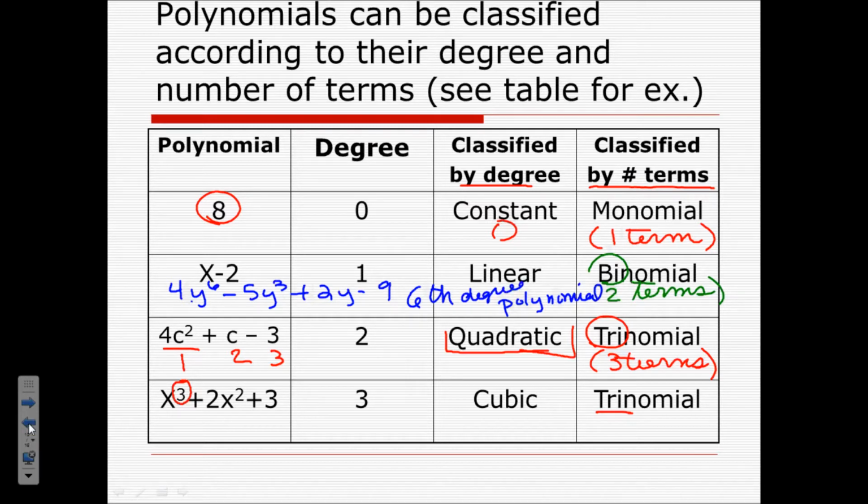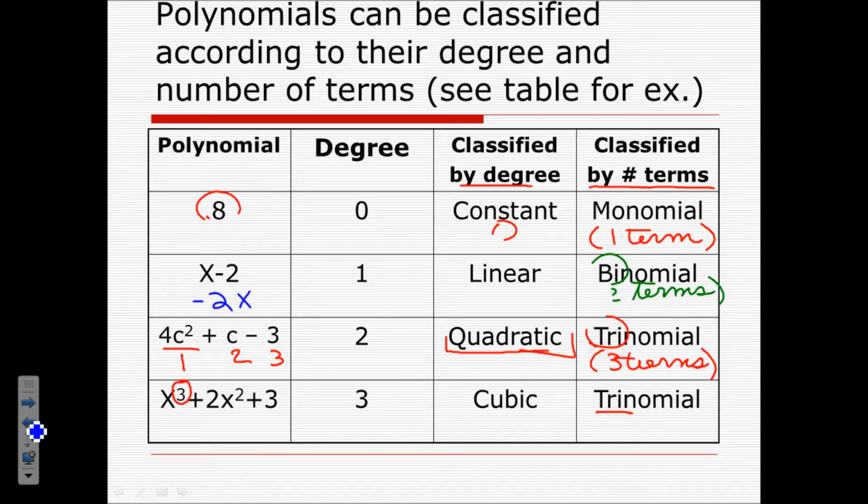And finally, if you only have 1 term, such as this example right here, negative 2x, we know it's a monomial because it's 1 term. It's raised to the first power, so we say it's linear. This one is a linear monomial.